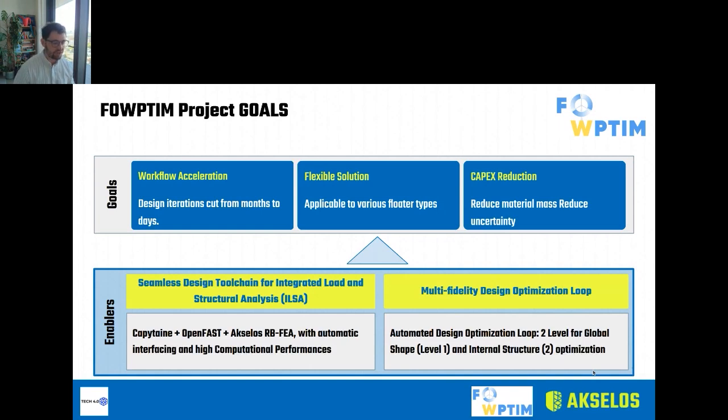And I won't go into too much detail here, but the idea is that we have a two-level multi-fidelity framework. The first level is focusing on the global shape of the floating foundation and trying to address how these changes affect the hydrodynamic performance or the global performance. And then the second level really focuses on the internal structure of the floating foundation and really tries to bring down the extra mass without downgrading the structural performance or the global performance of these turbines.